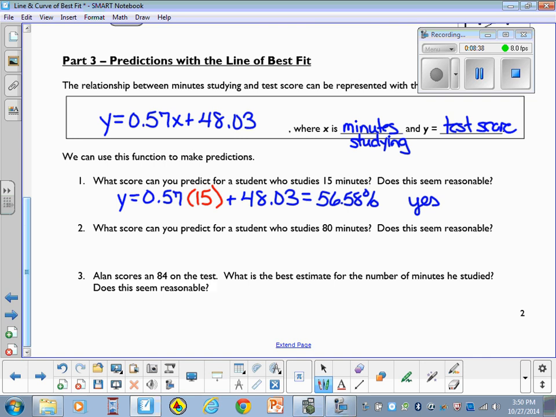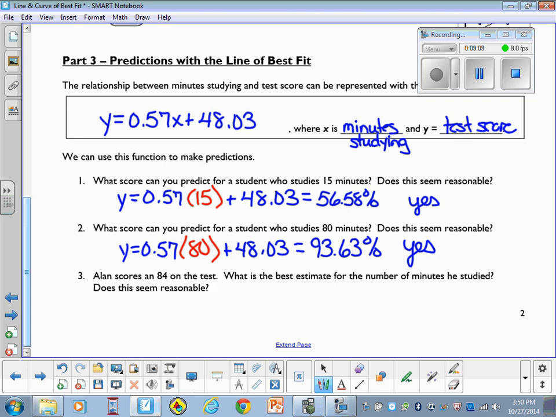Okay, how about 80 minutes? y equals 0.57 times 80 plus 48.03. 0.57 times 80 plus 48.03, 93.63. Yeah, I think that's good. If you studied almost an hour and a half, getting an A minus, excellent.